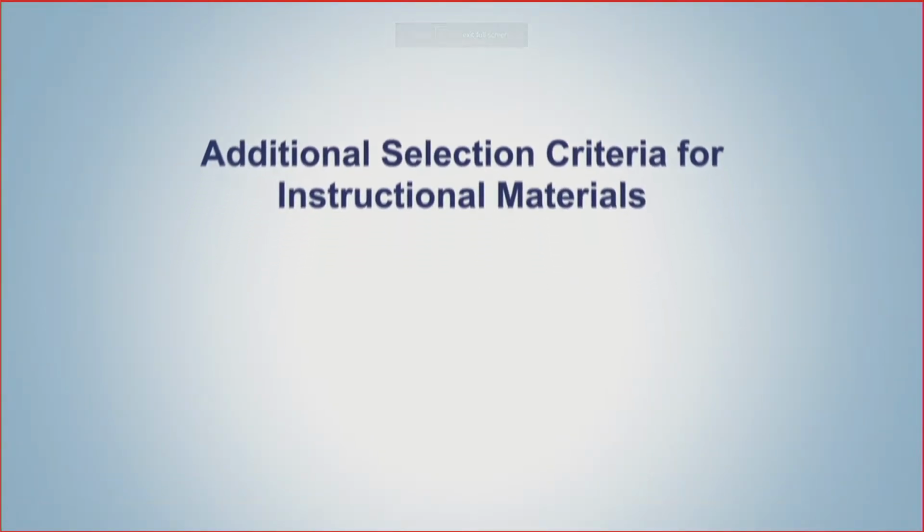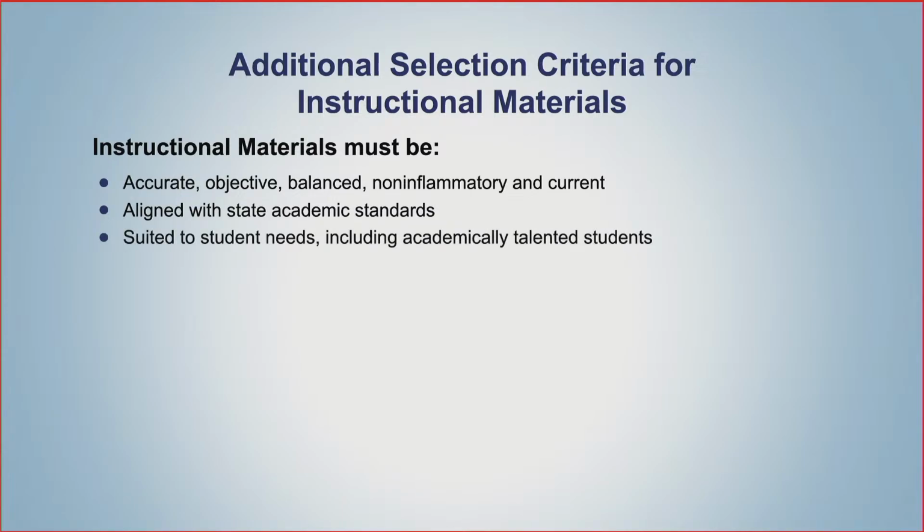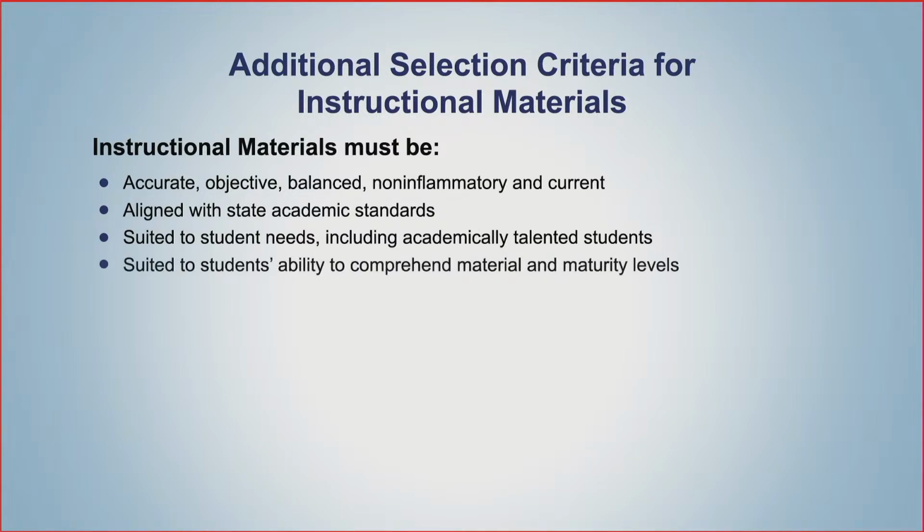Instructional materials reviewers should recommend only accurate, objective, balanced, non-inflammatory, and current materials. And unlike library materials, all instructional materials must be aligned with the state's academic standards. Reviewers must also consider recommending instructional materials for academically talented students, such as students in advanced placement courses. Materials should be suited to the student's comprehension.